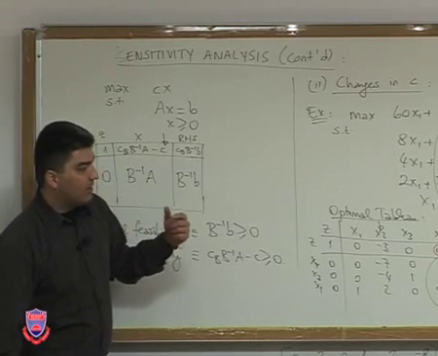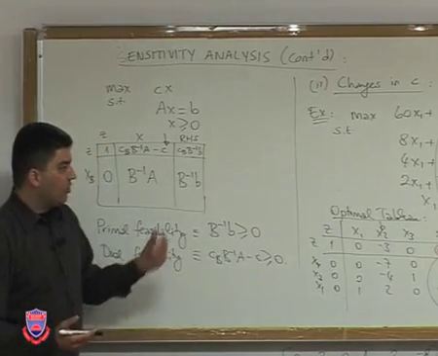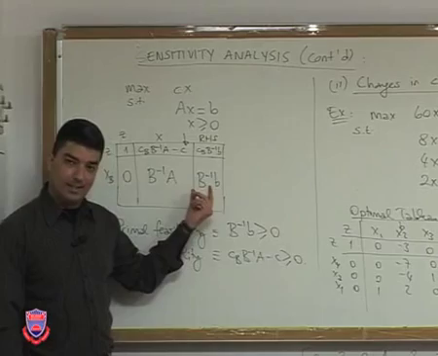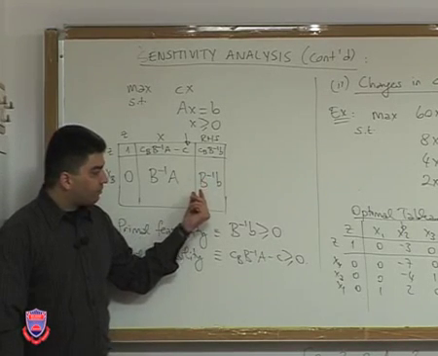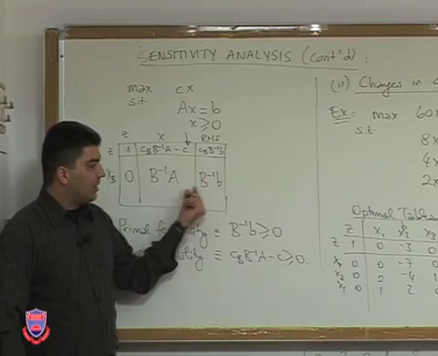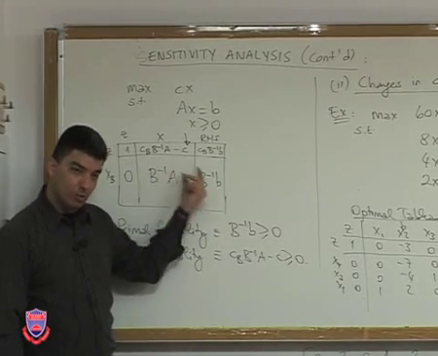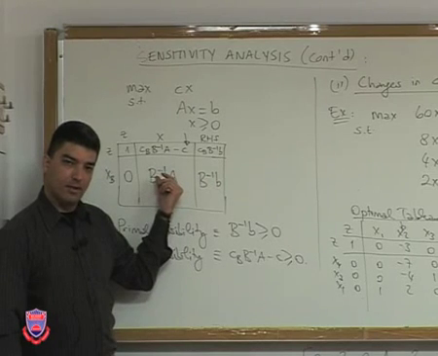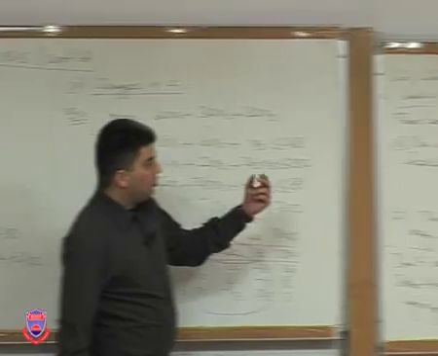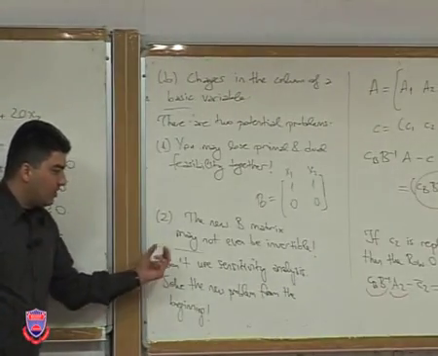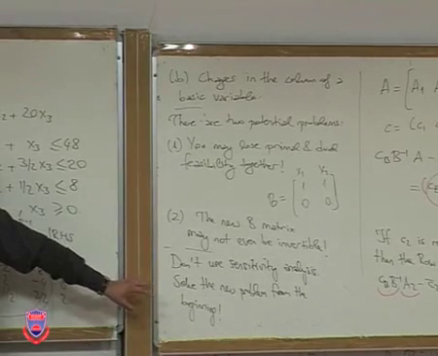The second problem is that, as I mentioned in that small example, the new B matrix may not even be invertible, in which case B inverse does not even exist. So I cannot have a basic solution with the same basic variables. In such a case, if somebody tells you to change the column of a basic variable, then what I suggest is, instead of doing sensitivity analysis, just solve the problem from scratch, from the beginning.